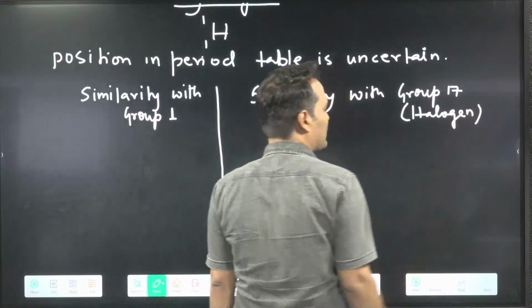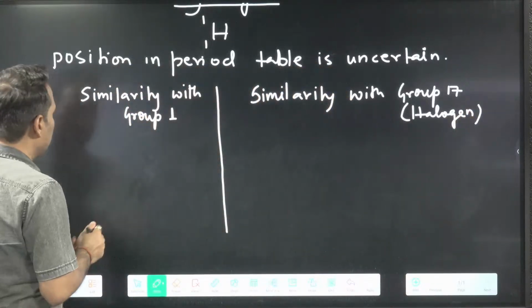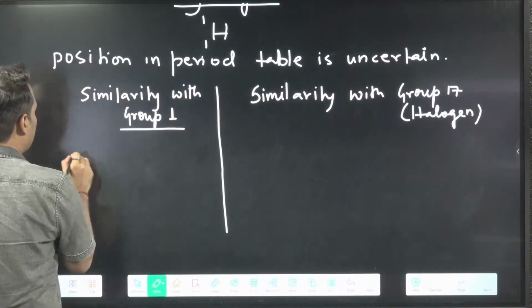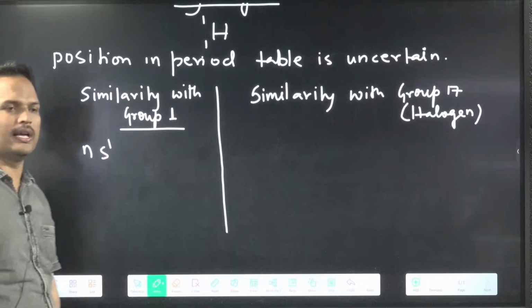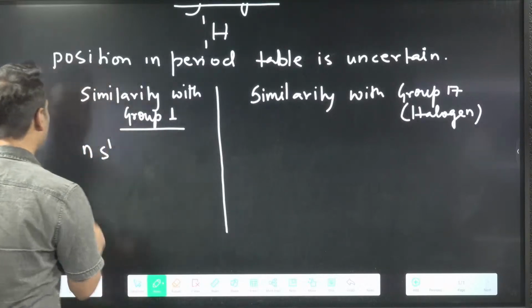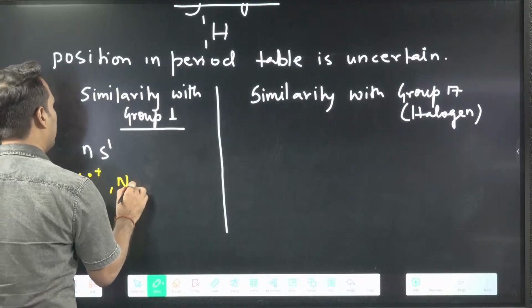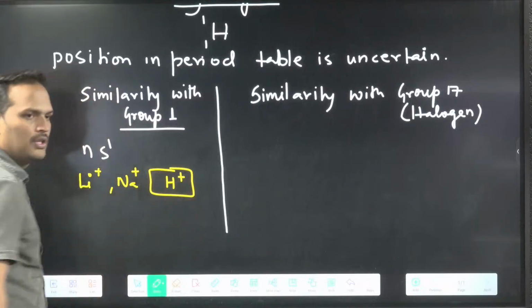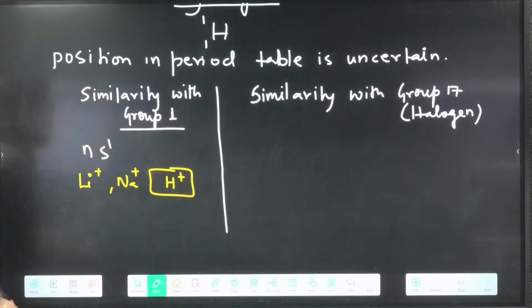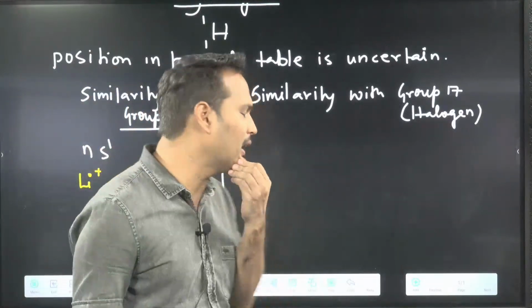So first of all we will talk about some points which are similar to group 1. Do you know the points? First point is the ns1 configuration. Second point, like lithium and sodium, hydrogen also forms H+. So this is the second similarity. Clear? So it is also forming a cation.